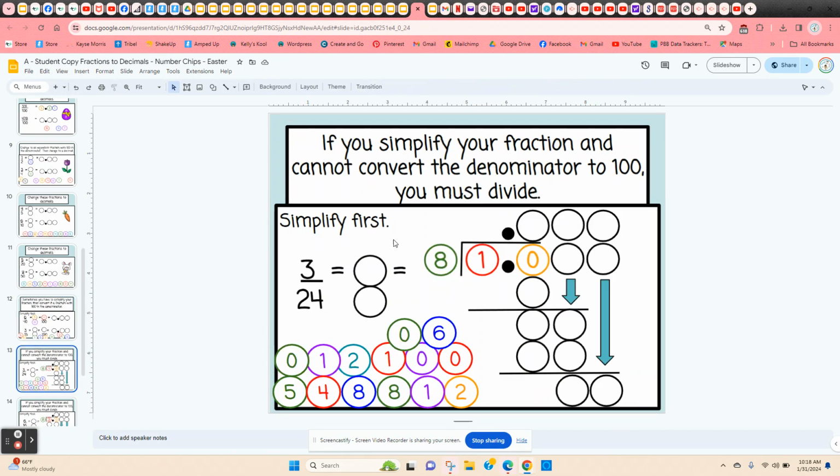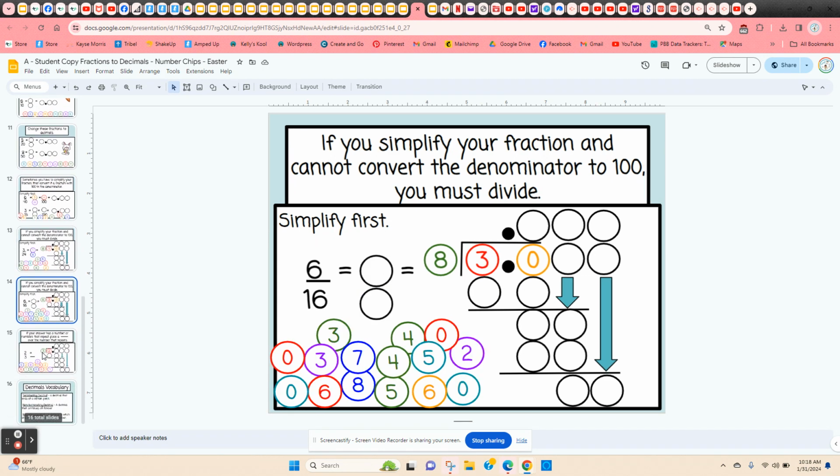Now we can't always change our fraction to an equivalent fraction with 100 in the denominator. On this one, we're going to simplify first by dividing numerator and denominator by 3. And since we can't convert it to an equivalent fraction with 100 in the denominator, we have to use long division, 1 divided by 8. And they have all the number chips they need to do this long division. The decimal point will go straight up into the quotient, or the answer.